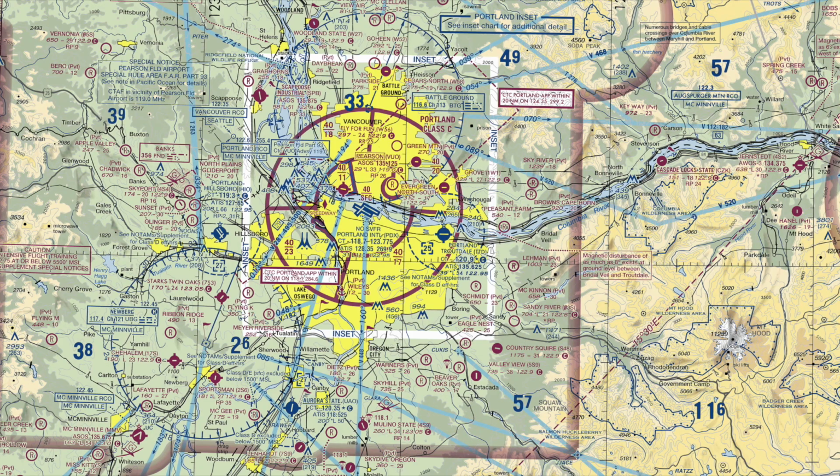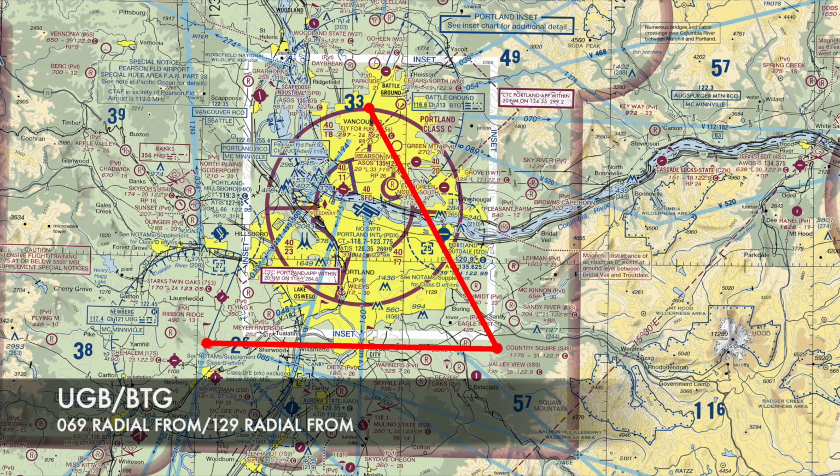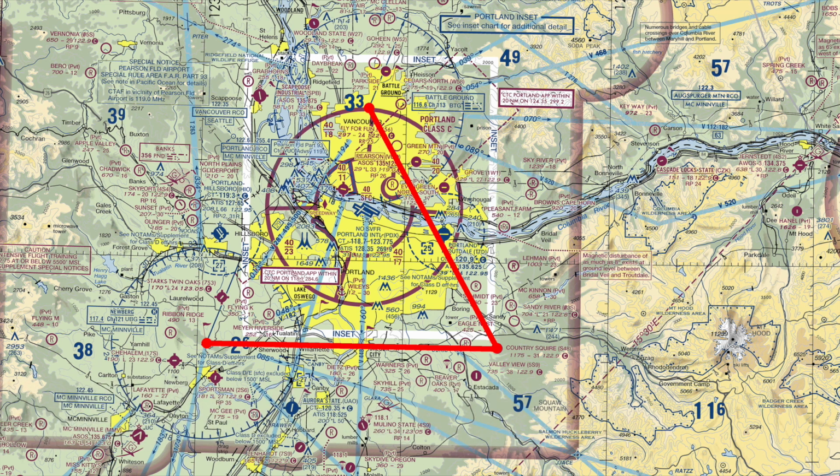Okay, when I pull out my sectional, the first thing I ask is, can I use the VORs? Battleground and Newburgh VOR are both within range, and S48 lies along the 069 and 129 radial from those two VORs. All I'd need to do is fly north, intercept the 069 radial from Newburgh, and follow it until I intercepted the 129 radial from Battleground.